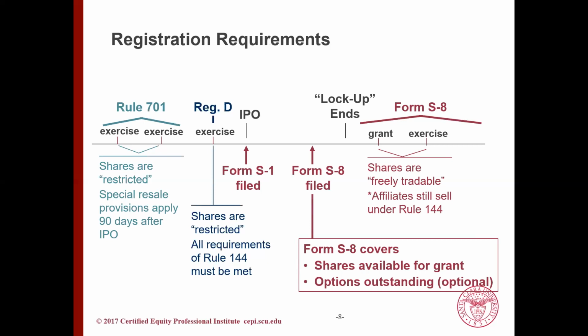Then the company has an IPO. They file their S1, and then they file the S8, and this covers the shares available for grant, and then the lockup end. So I'm not using the time periods on here. Rule 701 applies to the exercise of options and the issuance of restricted stock before the IPO. Then the company goes public. They do an IPO. They've registered their option plans on a Form S8, and those can be done concurrently or within a few weeks of each other. Then the lockup ends typically after an IPO.